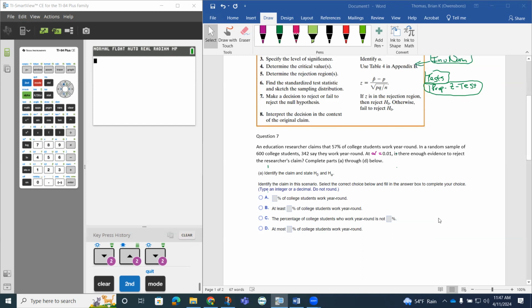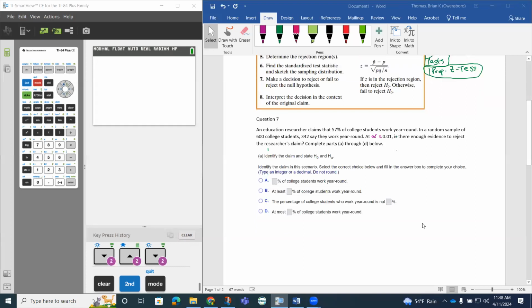The first thing it says to do is identify the claim and state H sub 0, the null hypothesis, and H sub A, which is the alternative hypothesis. So again, identifying the claim, the education researcher claims 57% of the college students work year-round. So that looks like an equality. So 57% is going to go in our little box there, so you'd be filling that in. And as far as stating the null and alternative, we would be using an equality.